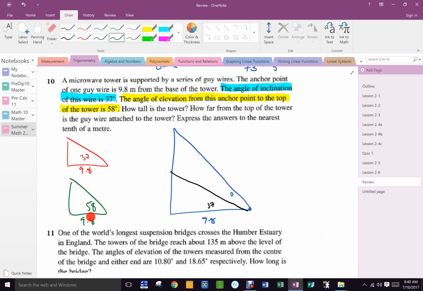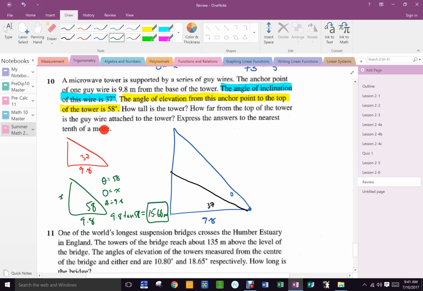Which one of those triangles that I've drawn, red, green, or this guy over here, will tell me the height of the tower? The green one, because the green one, 58, was the anchor point to the top. So the green one will give me the height of the tower, which has a theta of 58, an opposite of x, and an adjacent of 9.8. So that's tan, yes? 9.8 tan 58 gets me the height of the tower, which is 15.68 meters.